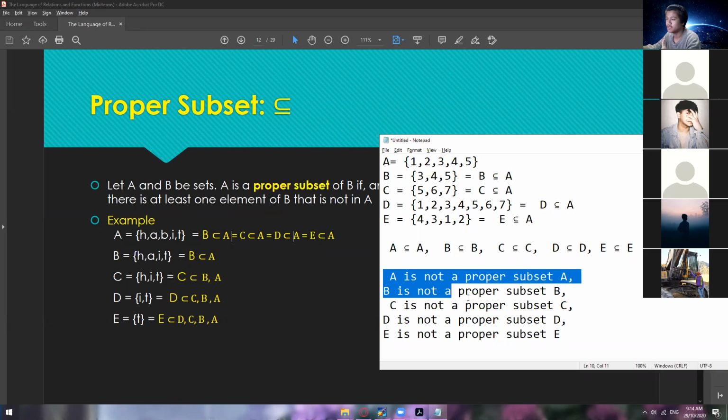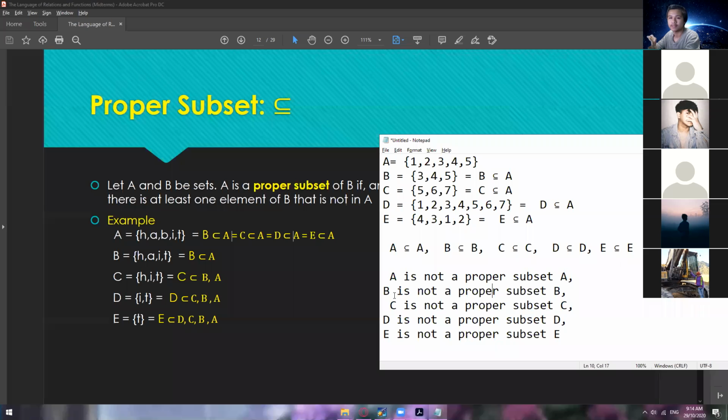So that is why in-indicate ko na dito, A is not a proper subset of itself. B is not a proper subset of itself. Kasi nga, parehas na parehas sila. Okay? Lahat ng elements ng B is nandun sa B. So, dapat merong isa na hindi mo mahanap sa sarili niya. Like this one, we cannot find B on the other side. So, the same with this one.